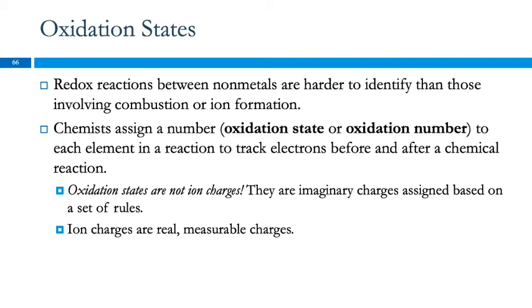And so it's important to remember that oxidation states are not ion charges. What's confusing is that a lot of times the oxidation state for an ion is the same as the ionic charge. But you can have a molecule without any ions and you can still assign oxidation states to those elements. They are imaginary charges. So this is just sort of a trick, if you will, to help us figure out where the electrons are going, what's being oxidized, what's being reduced. Ion charges are real and measurable. Oxidation states are imaginary.